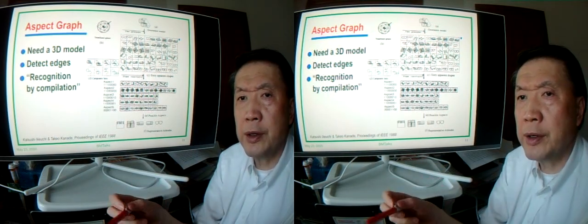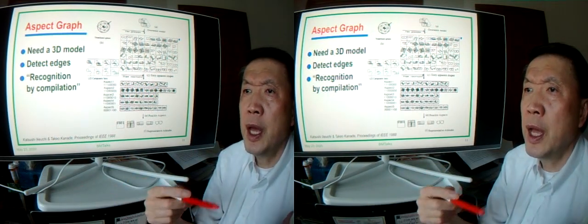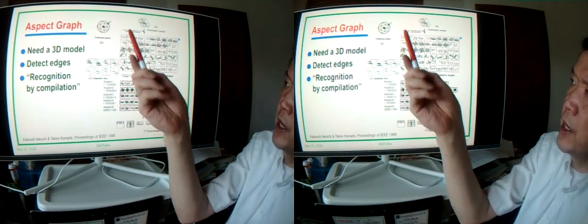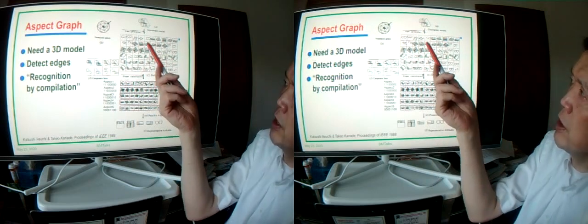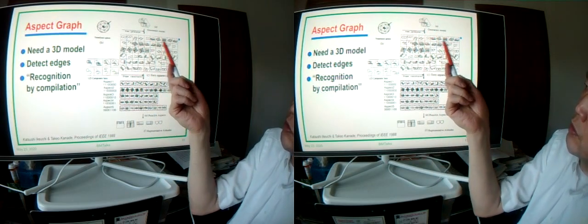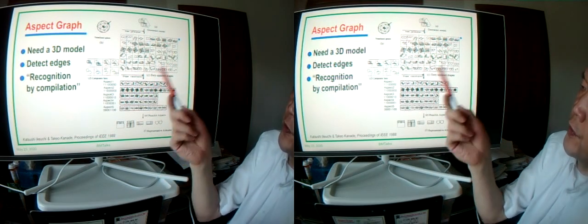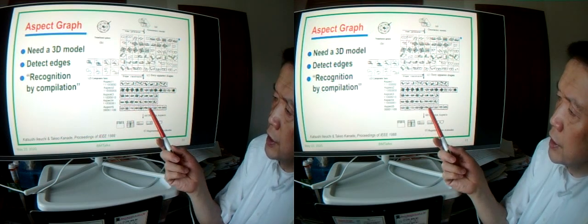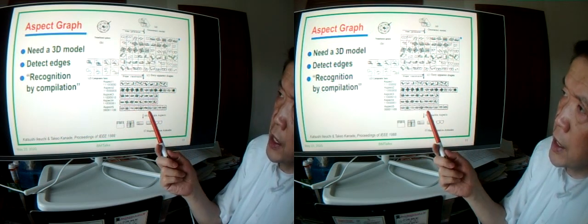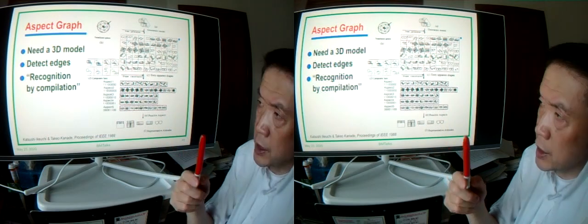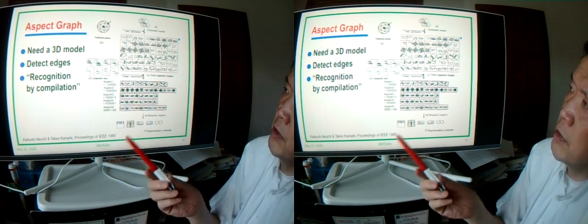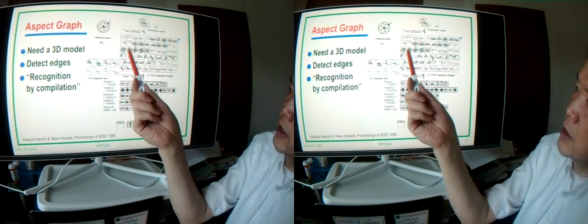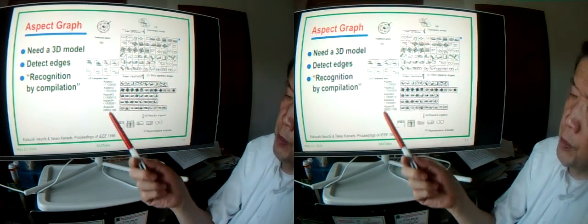You compile a program and that takes care of every aspect. Then from a viewing image, you see which viewing angle fits the best. If it fits well, then you recognize it. Otherwise, you do not recognize it. So the aspect graph is symbolic in the sense that you really have to have a model. It's not a network, but a computer program.